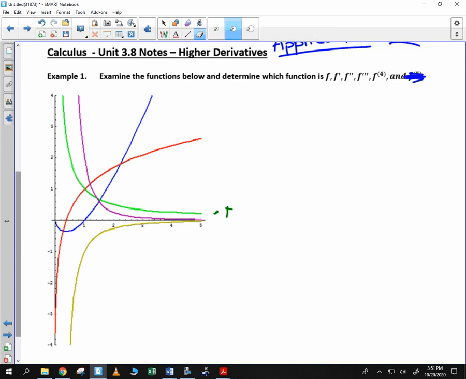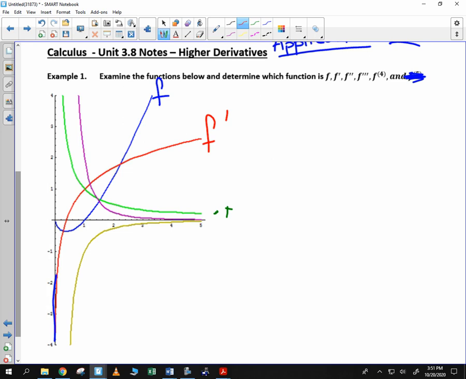Also, I want you to consider this. Look at the blue graph. Here, the derivative is negative, and the red graph sits below the x-axis. And then here, the derivative is positive, and the red graph sits above the x-axis. So I think that the red graph is an excellent derivative for the blue graph. So I'm going to try that. I'm going to say that's f, and the red one is f prime.